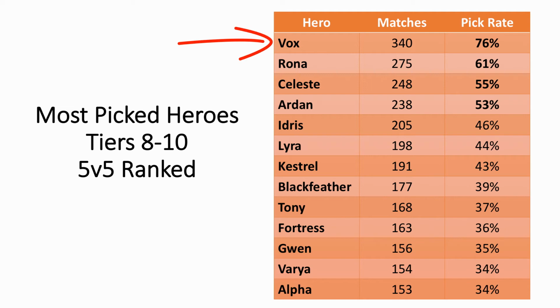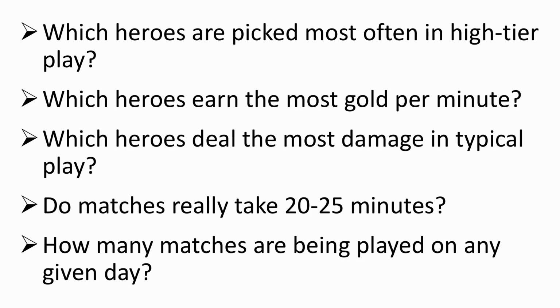Vox is extremely popular, being picked in over 3/4 of high-tier matches in our sample, far ahead of the rest of the competition. Next on the list is Rona, also way out ahead of the rest of the field. Then we come to a tighter pack of Celeste, Arden, Idris, and the rest you see here. The power of data. On to the next question.